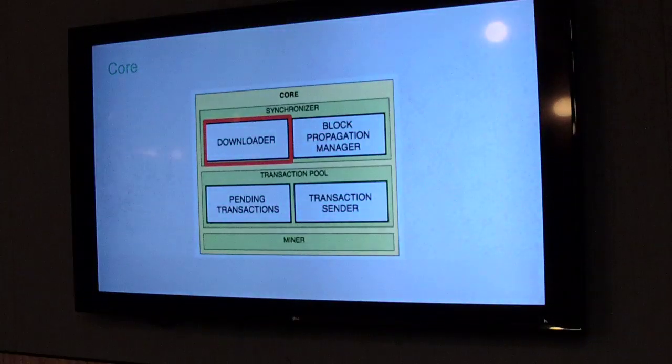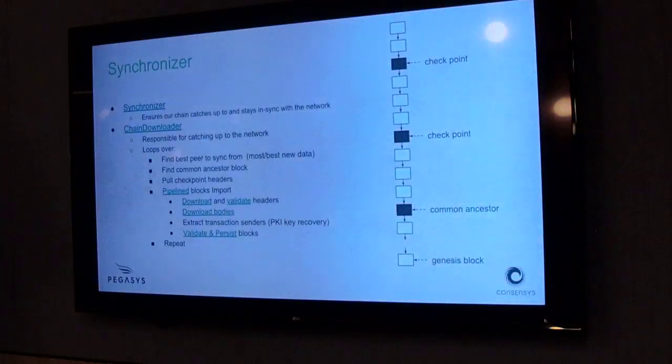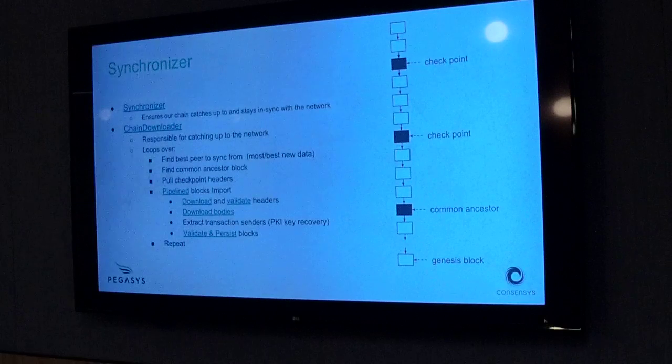So that's kind of the rules we've got for the chain. What's driving that as we continue to step up? Well, the primary thing driving it tends to be the synchronizer. Two parts to that. But overall, the synchronizer is responsible for getting us from whatever state we were in when we first started up, which is quite possibly back at Genesis at the very beginning, caught up to the chain, and then stay in sync. And the catching up is the chain downloader.